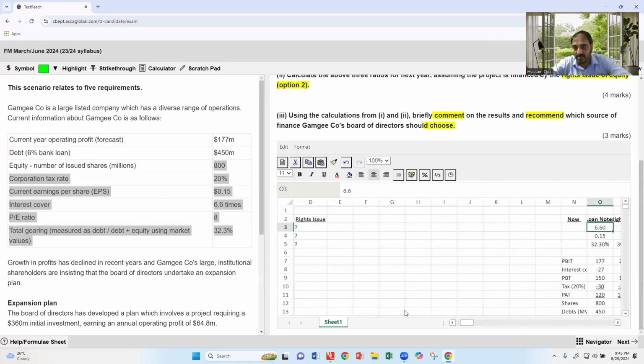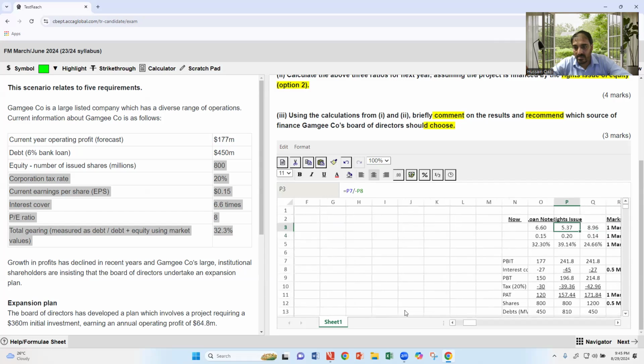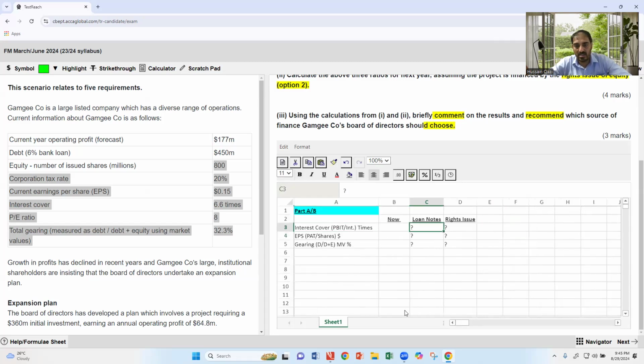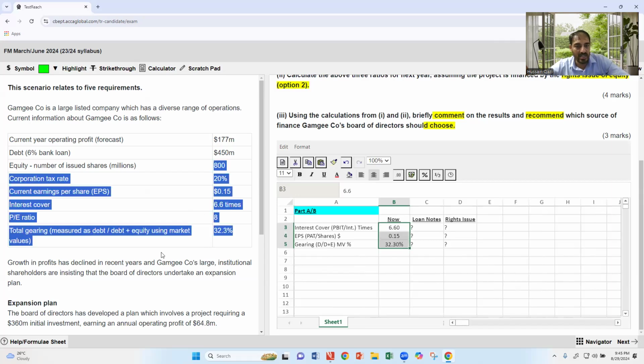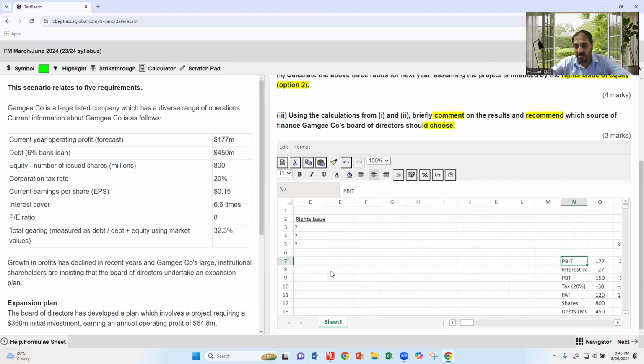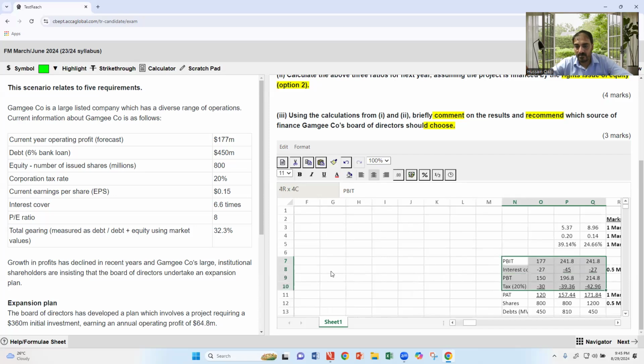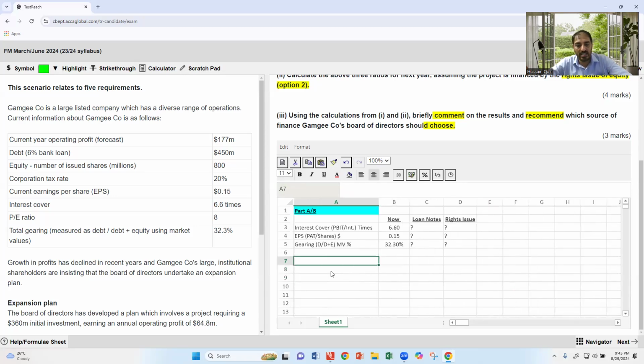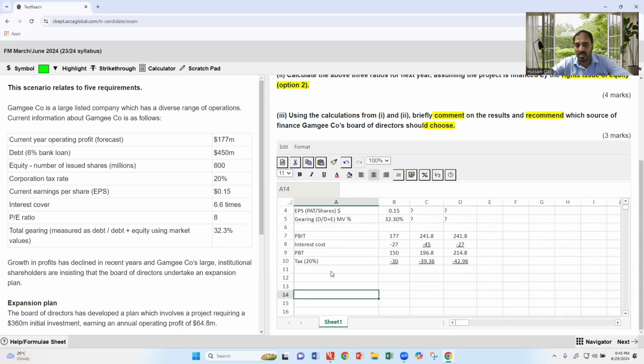Now data is given here. You just need to write it here. The given data is current interest cover of 6.6 times, earnings per share, and P/E ratio. Now you need to calculate. For the sake of the calculation, what should you do? Make a working. Very simple. This is the working. One by one, we need to discuss here.